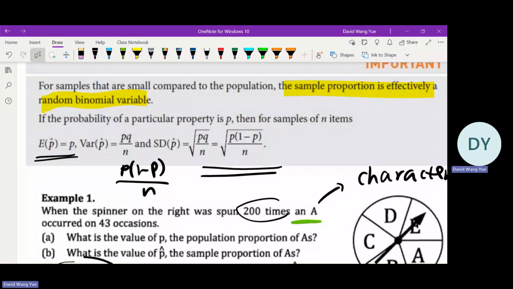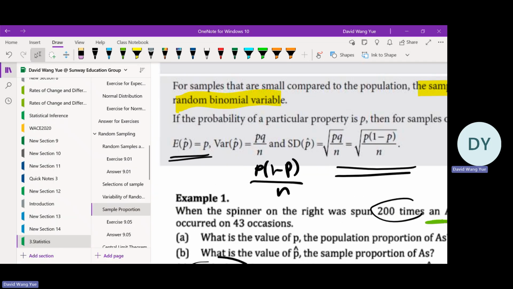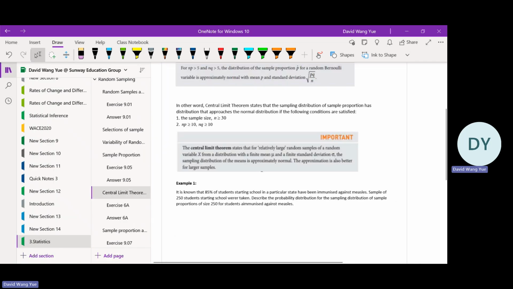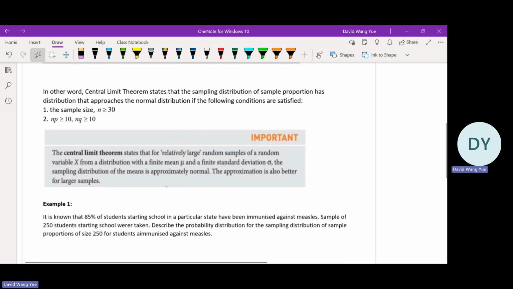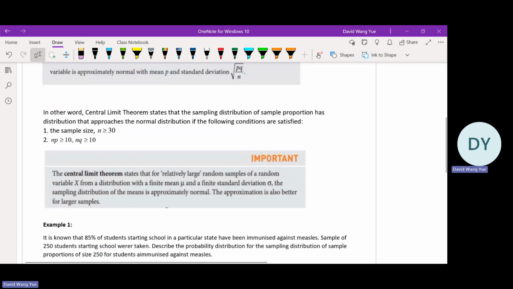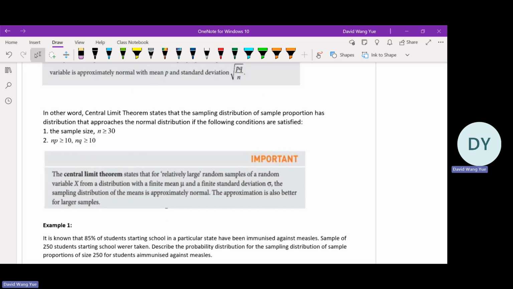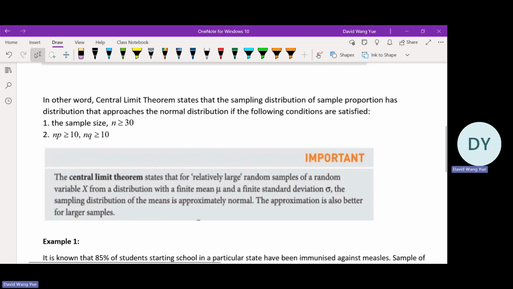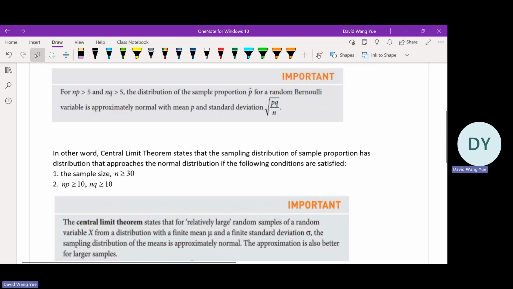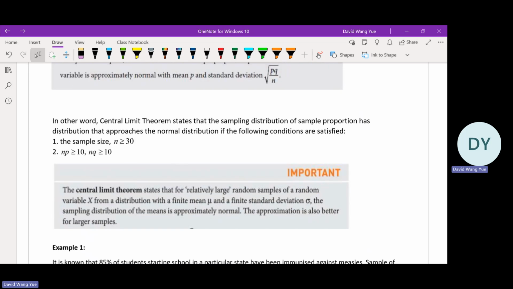The sample proportion is related to the binomial distribution. Therefore, you may wonder, shall we say the p hat is binomially distributed? Now here I have to tell you, no. According to the central limit theory, the p hat is normally distributed. You may wonder why it is like that. Unfortunately, at this level, you don't have to know that much.